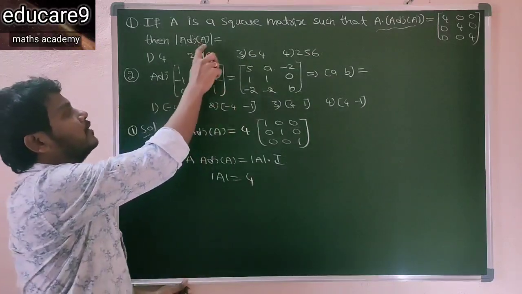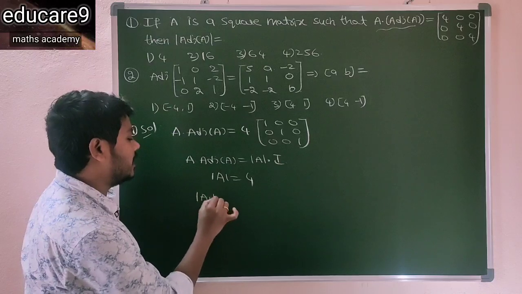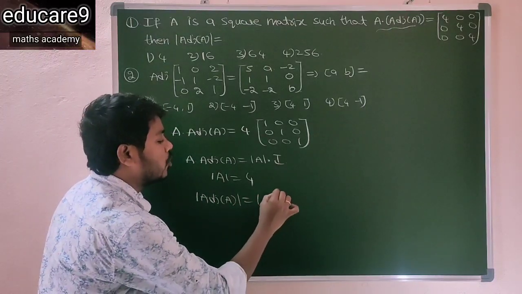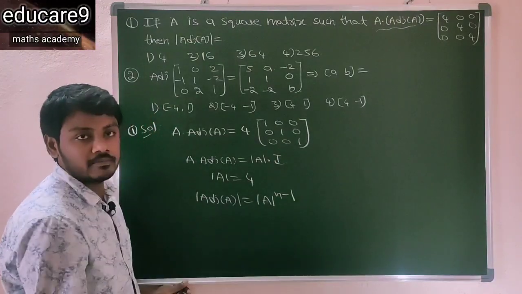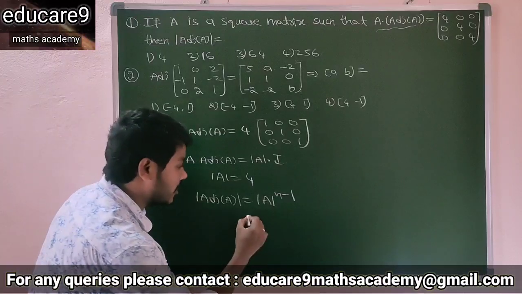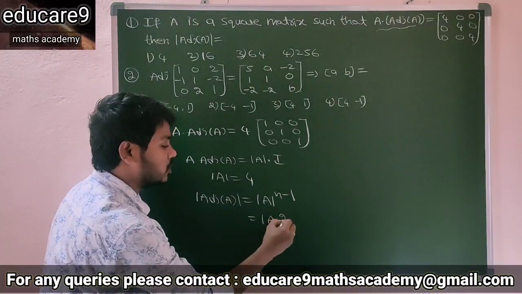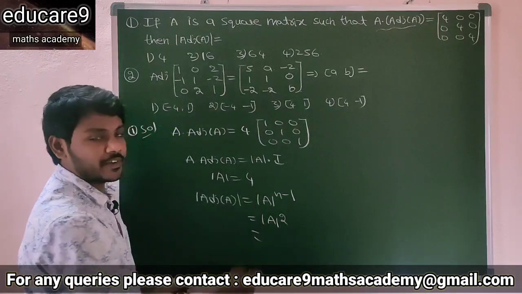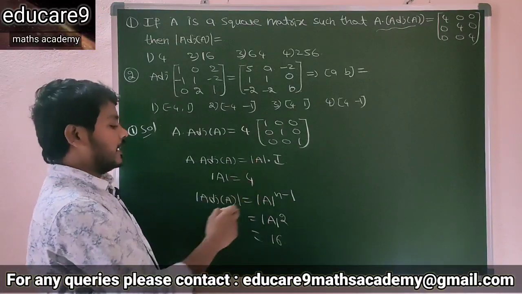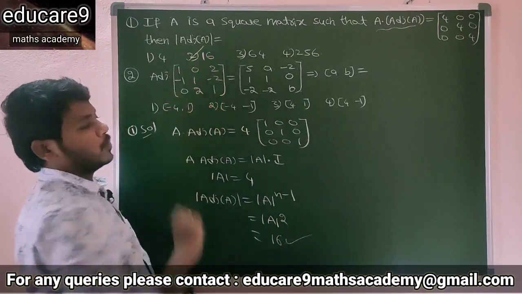Now you have to find the determinant of adjoint A. So determinant of adjoint A is determinant of A whole to the power of n minus 1. Here n is the order of the given matrix. So therefore determinant of A whole to the power of 3 minus 1, that is 2. Clearly determinant of A is 4, 4 square is 16. So therefore the determinant of adjoint A value is 16. So option 2.